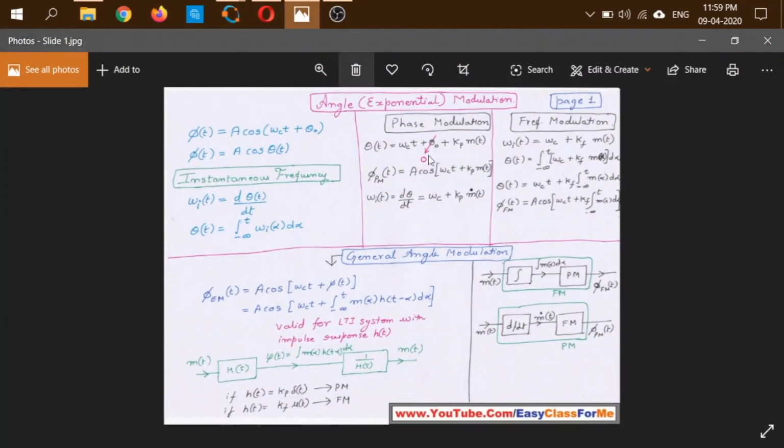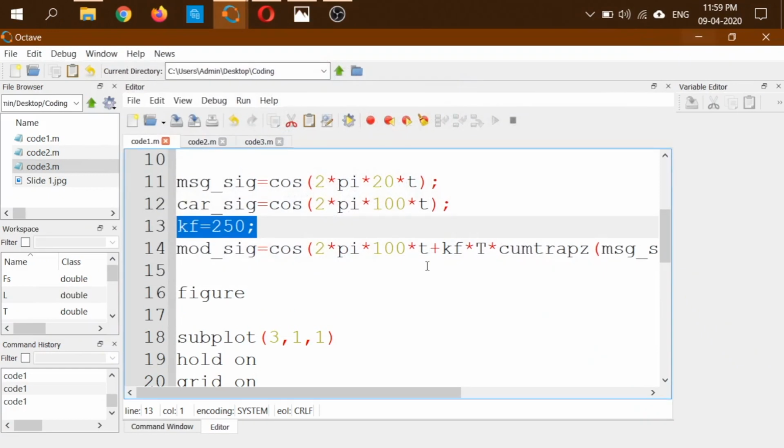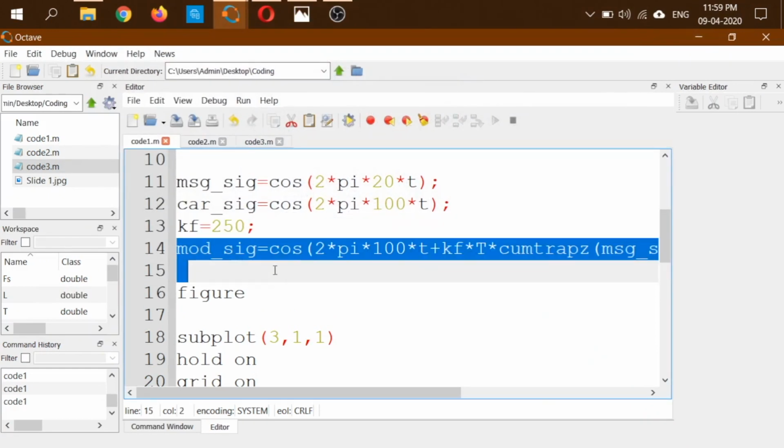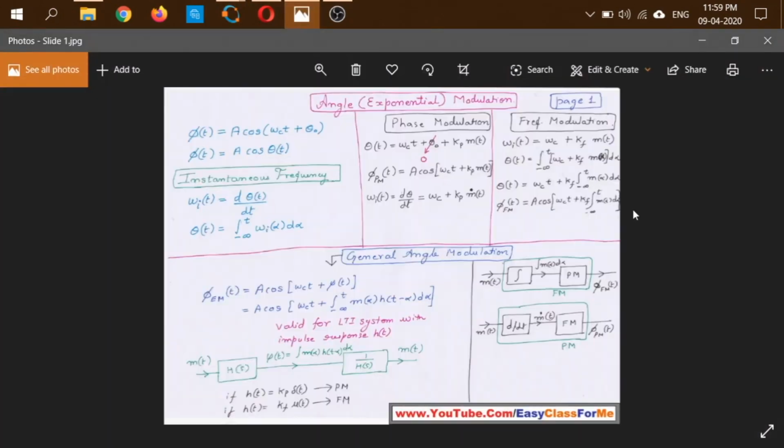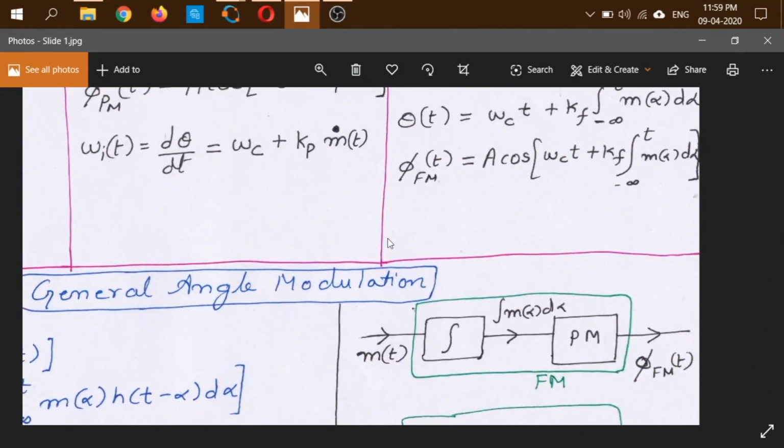This kf is something that we have just seen here. If you're talking about frequency modulation, this is kf. This is the constant that we have taken for frequency modulation. And now let's write the equation for the modulated signal. The modulated signal has this particular equation. I'm just zooming in on this portion. Let's see, this was our equation.